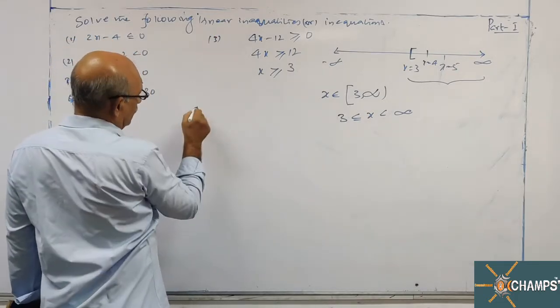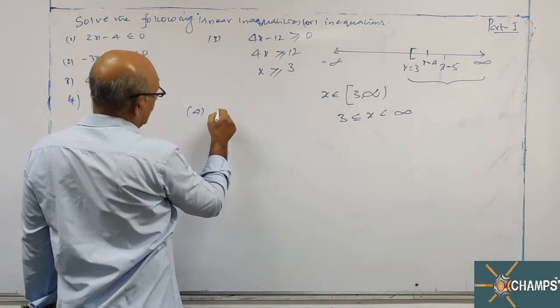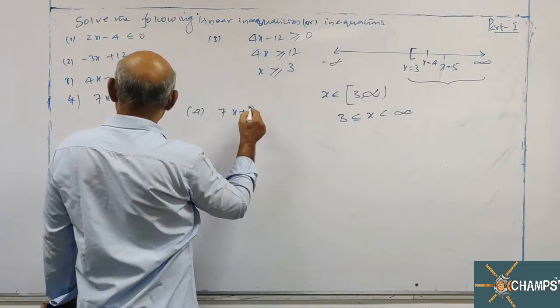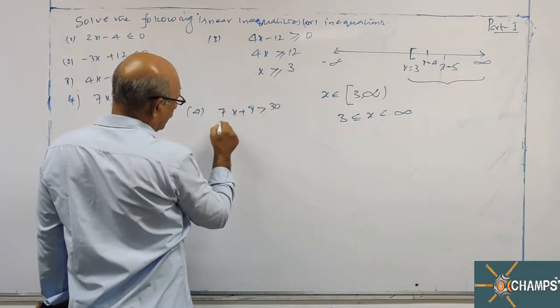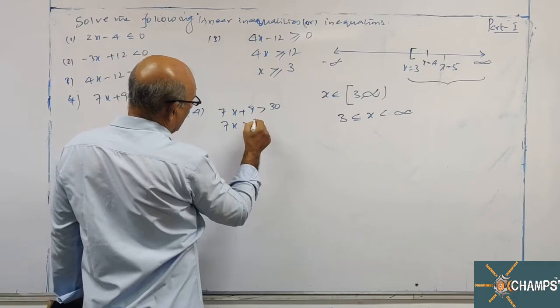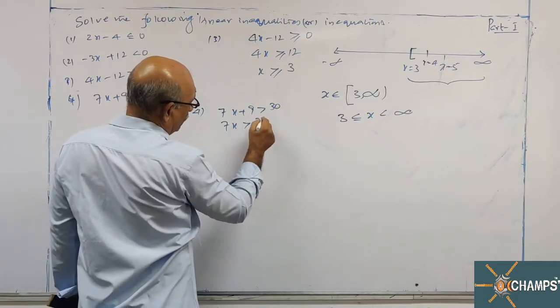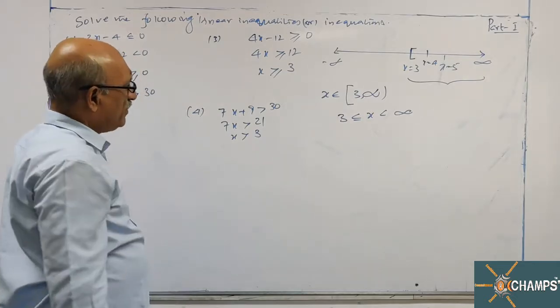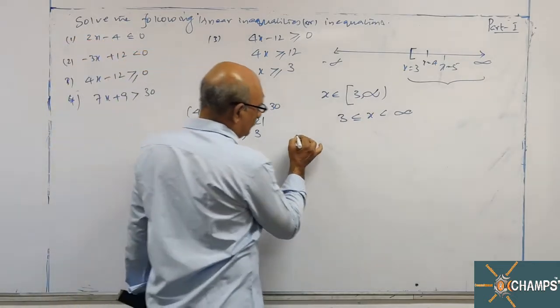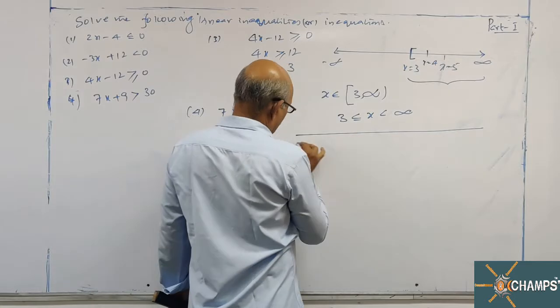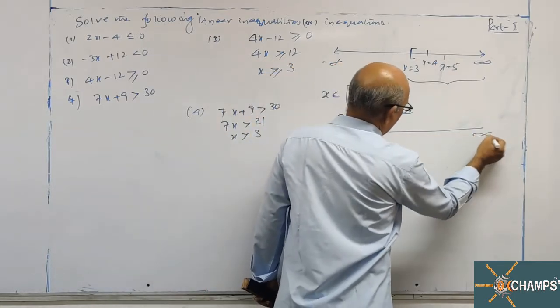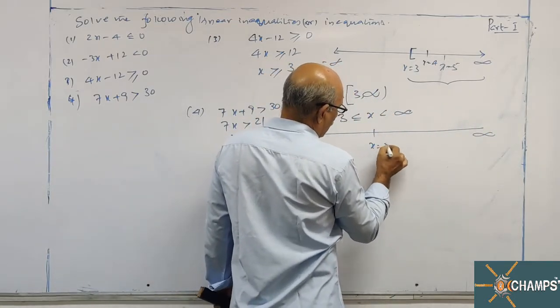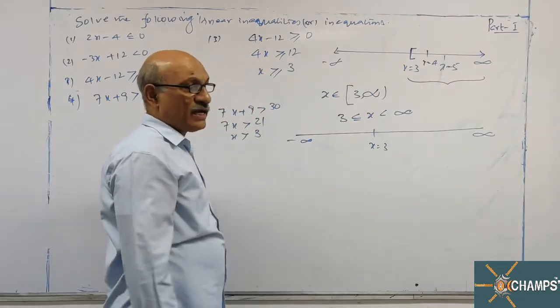This is the fourth question: 7x plus 9 greater than 30. 7x is greater than 30 minus 9, which is 21. x is greater than 21 divided by 7, which is 3. This is minus infinity, this is plus infinity, this is x equal to 3. x value greater than 3.